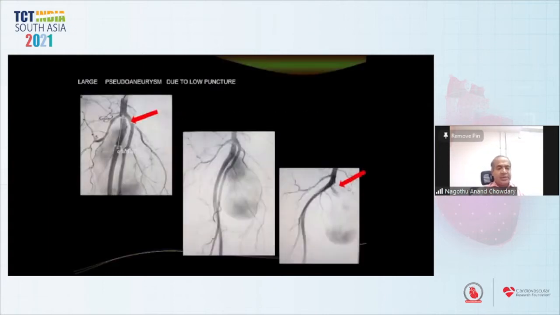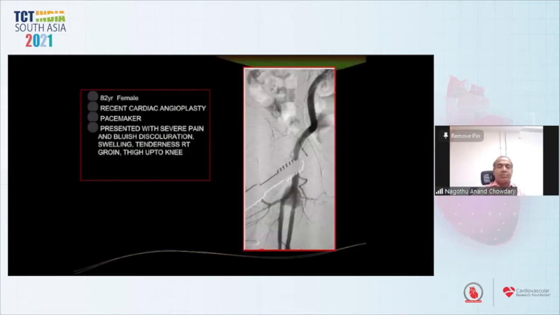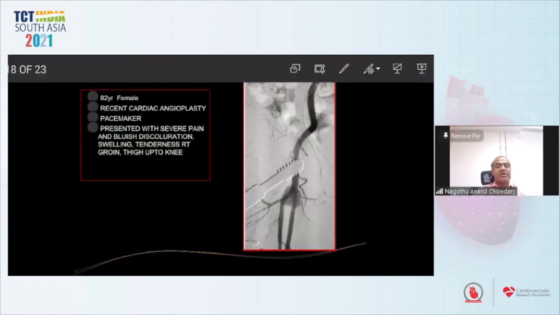Here you can see a large pseudoaneurysm on the angiogram with a swelling in the blood. A large pseudoaneurysm. This is basically because of the low puncture in the vessel.